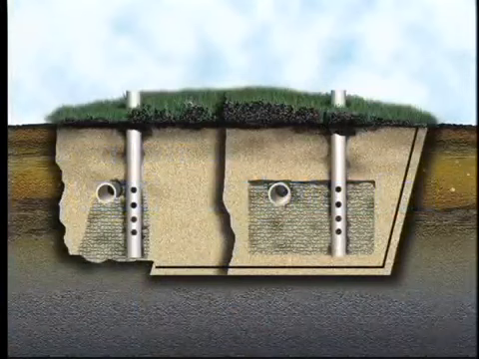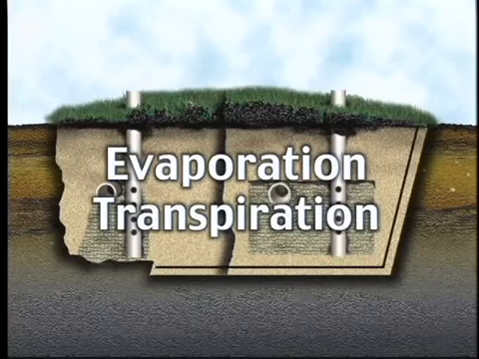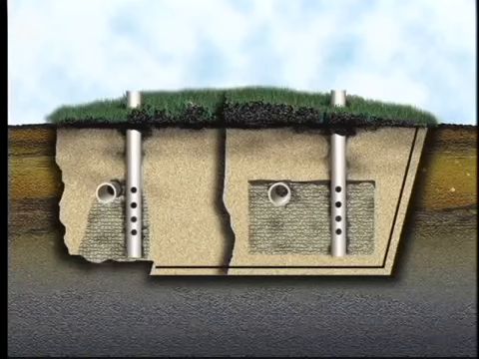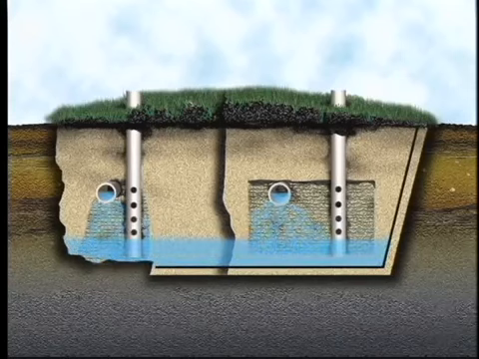The evapotranspiration bed relies on the natural properties of soil to lose water both by evaporation and transpiration from plants growing on top of the bed. An evapotranspiration bed is a bed of sand with trenches in the bottom for storing the water until it's evaporated or transpired by the plants.